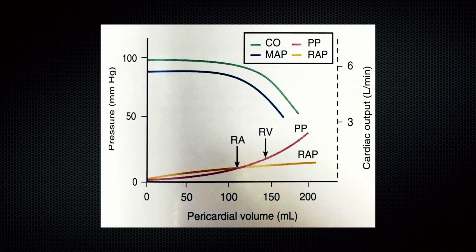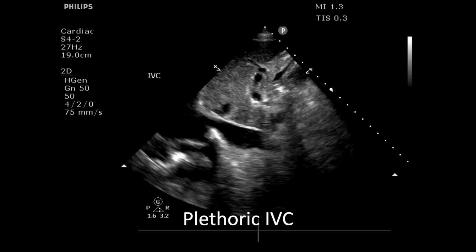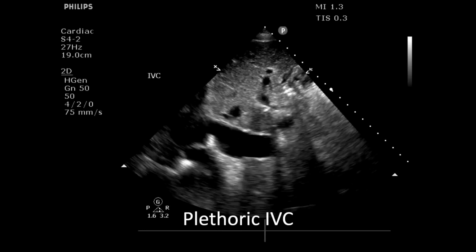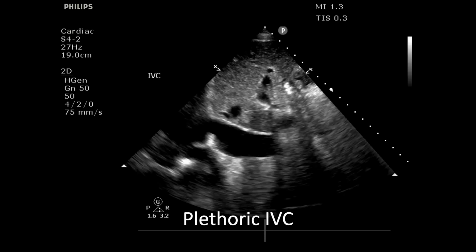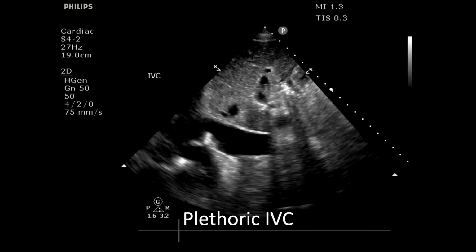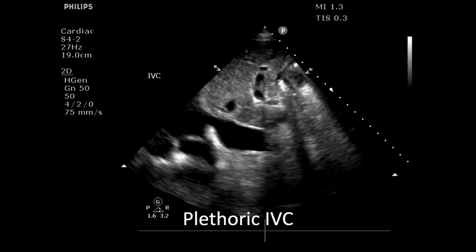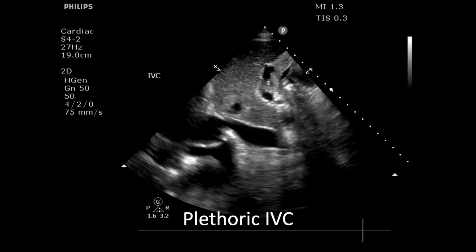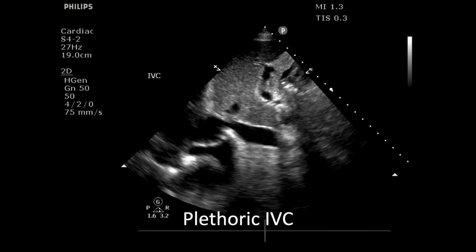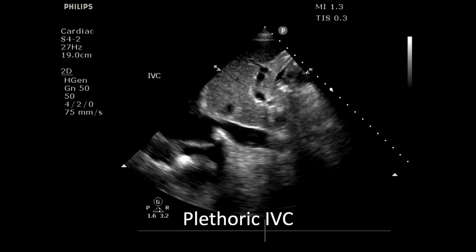And so what we're going to see is various different sonographic effects of this phenomenon. The first one, the most obvious one, is we're going to see a large and plethoric IVC. And this makes sense, right? If we can't fill the heart, we have increased resistance to filling that heart, that blood is going to back up into the next proximal thing. That's the IVC. It's the capacitance chamber, essentially, of the vascular system.